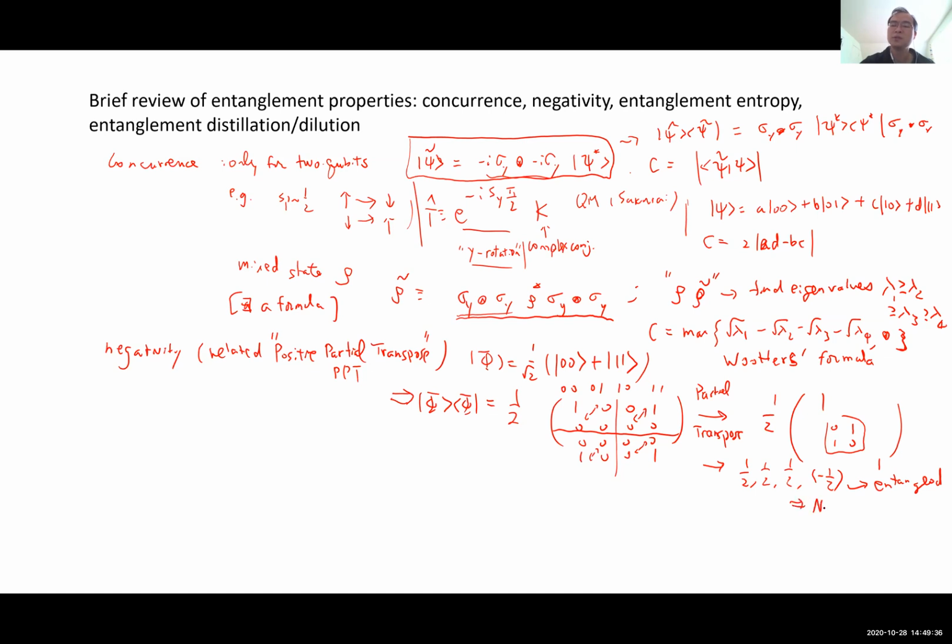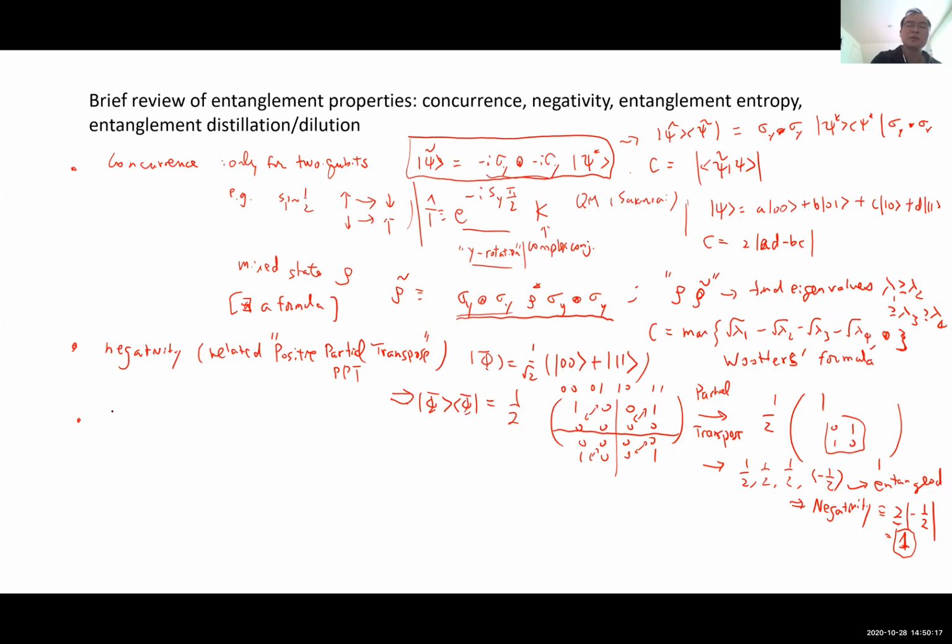So negativity is basically defined as 2 times the negative parts, taking the absolute value. So in this case, this is 1 for the Bell state. This factor of 2 is just a definition so that negativity is 1 for the Bell states. So that's one way to check whether a state is entangled or not. For pure states, checking whether it's entangled is easy.